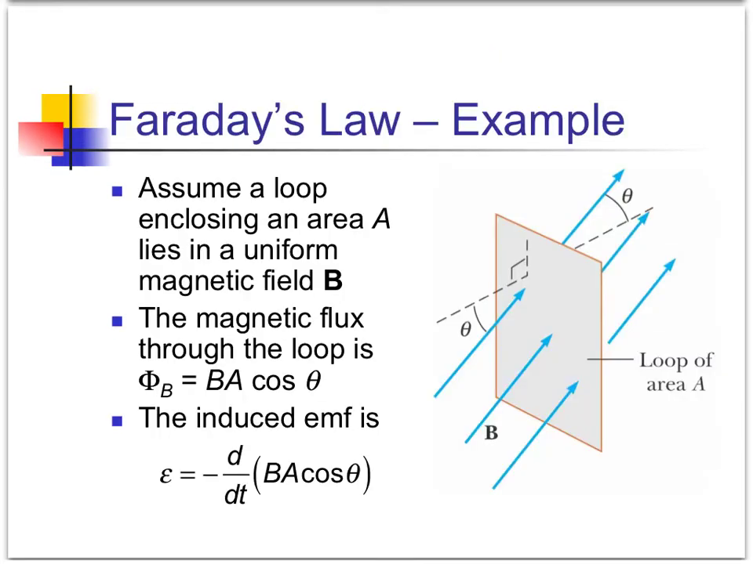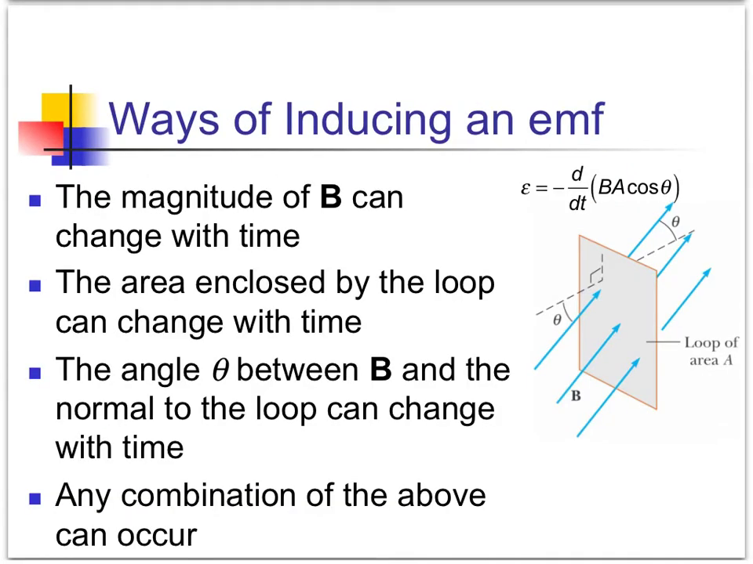So let's consider a loop enclosing an area A, lying in a uniform magnetic field B. The magnetic flux through that loop we calculated before is B times A times the cosine of the angle between the two. Therefore, the induced EMF is the time rate of change of BA cosine theta. Now then, how can I change the EMF? Any one of those three variables, B, A, or theta, can change in time.